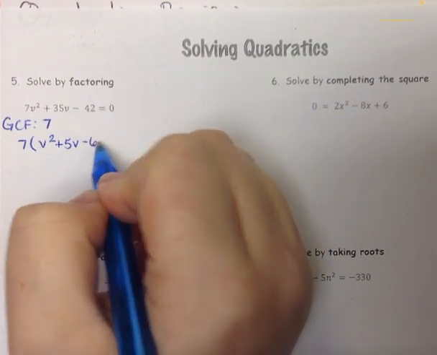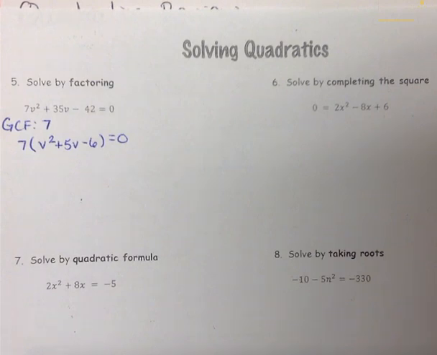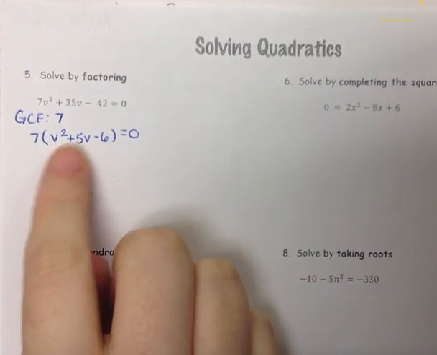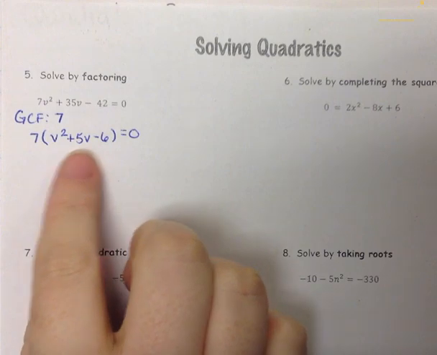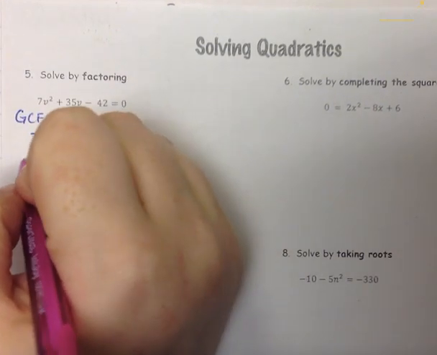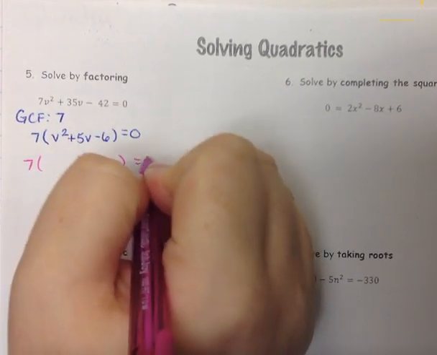We're going to have minus 6 set equal to 0. We continue to have it equal to 0. When you solve by factoring or quadratic formula, it must be equal to 0. So factoring is set equal to 0 already. Now we need to factor the inside of the parentheses. So we have the 7 on the outside. We want to have two sets of parentheses. It's going to be equal to 0.